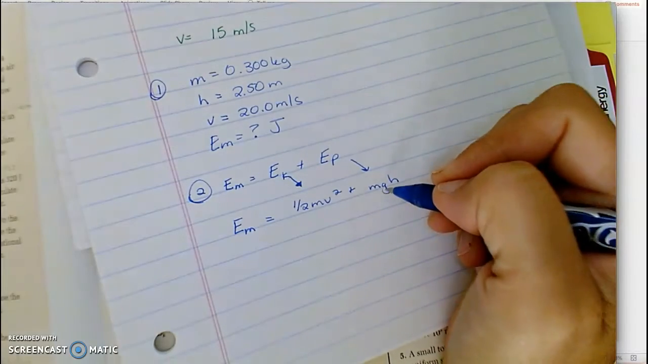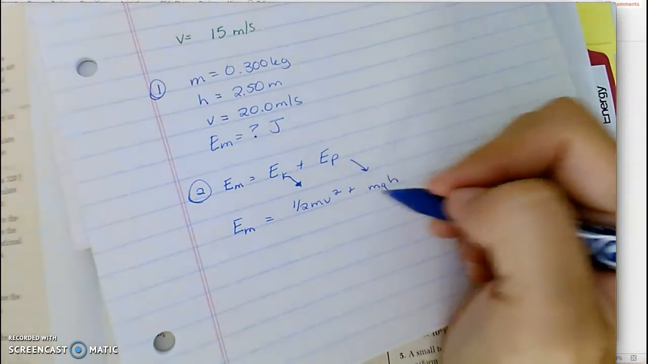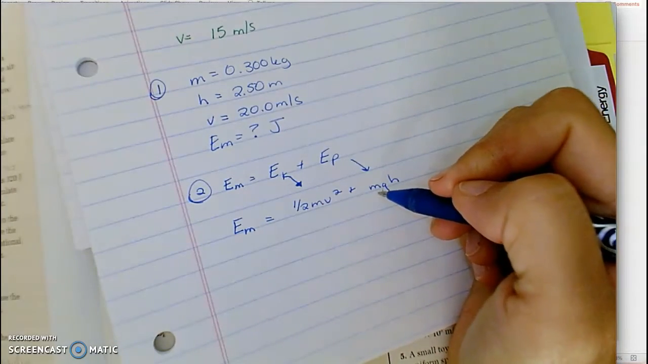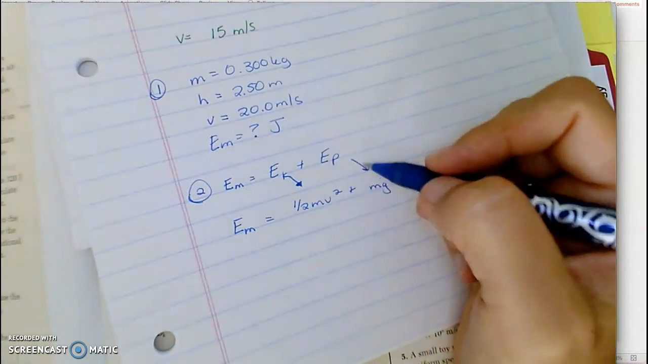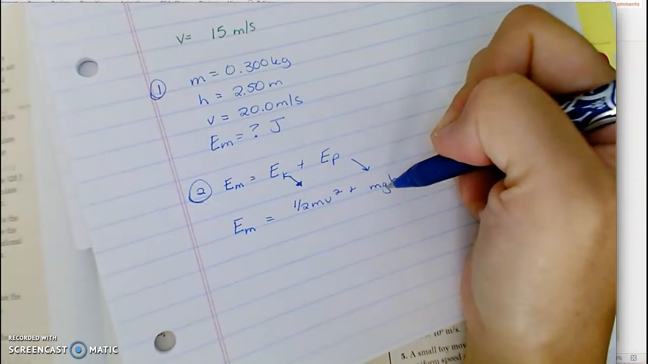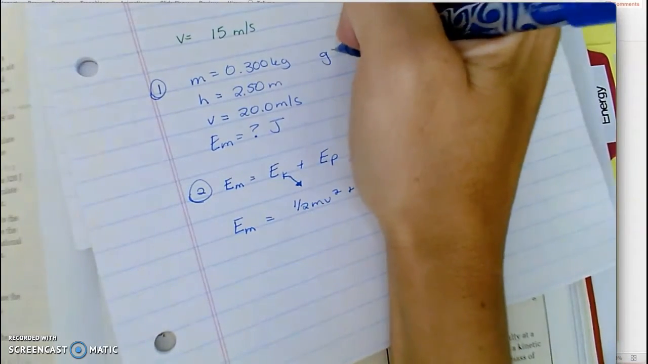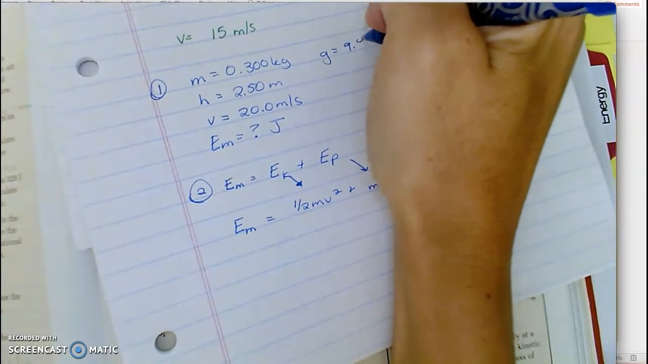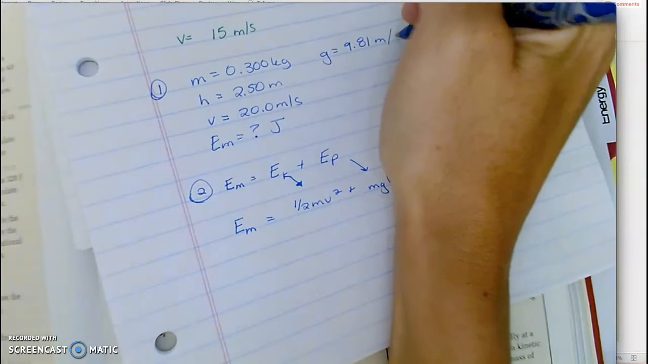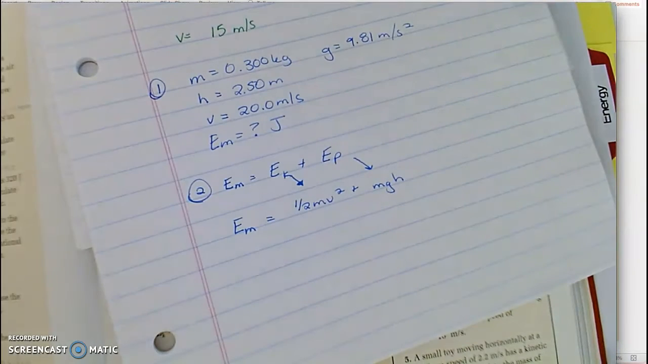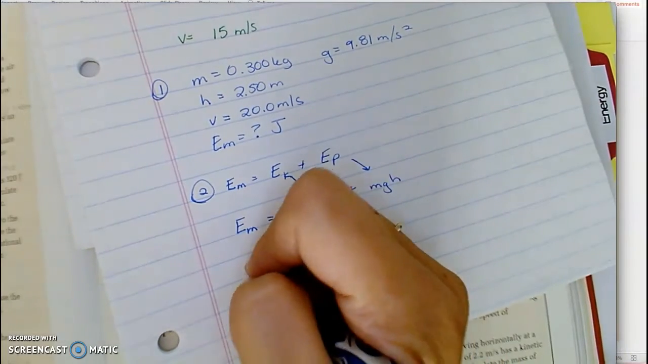You're thinking, oh, but we don't have G, we have mass. Are we going to use it twice? Yeah, we are. We have speed, we have height, but we need G. Oh yeah, gravity. Acceleration due to gravity is 9.81 meters per second squared. So we have everything we need to do this equation.